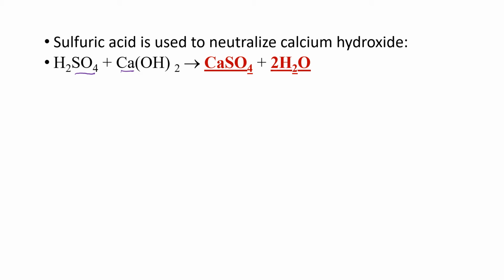And then once again, it has to be balanced. So 2 parts hydrogen plus 2 parts hydroxide here gives 2 parts of water, and then 1 sulfate, 1 calcium, 1 part calcium sulfate.